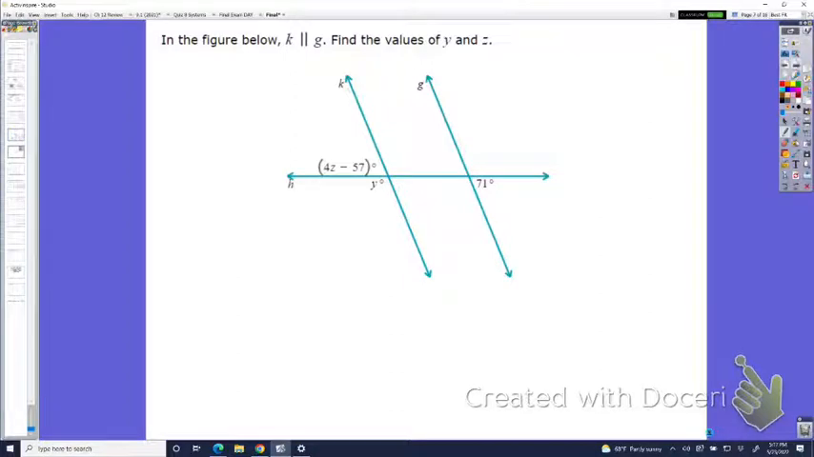Next up is two parallel lines cut by a transversal. We need to find the measure of, or the values of y and z. So first we should know that these two angles here are equal. Those are alternate exterior angles.